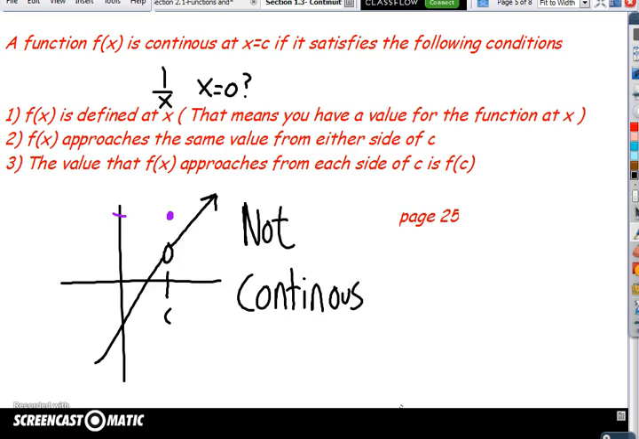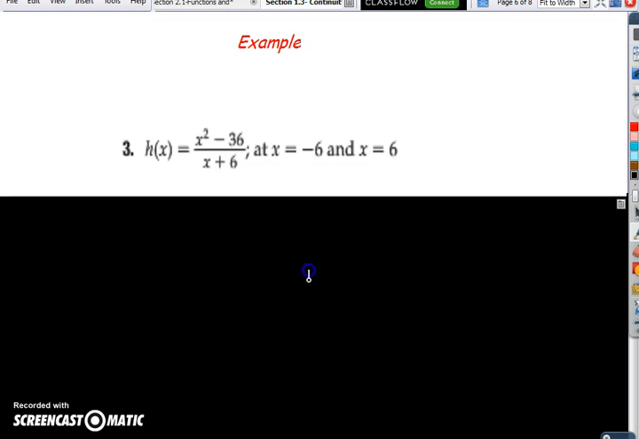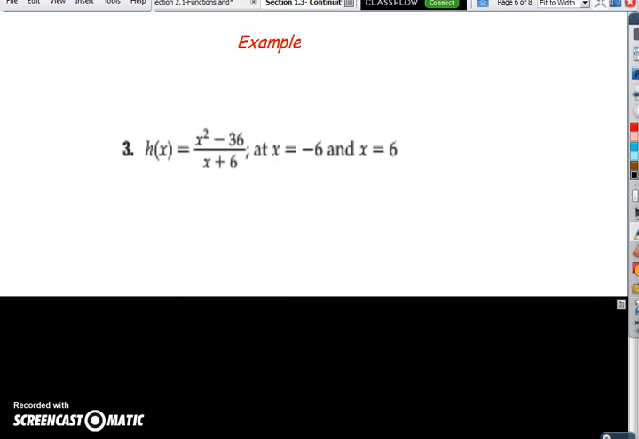So, let's move on. Now, what's an example of a question? What a question could ask you is this: based on this function right here, at these two values, is this function continuous? If it is continuous, that's great. If it's not continuous, tell me what type of discontinuity I have.